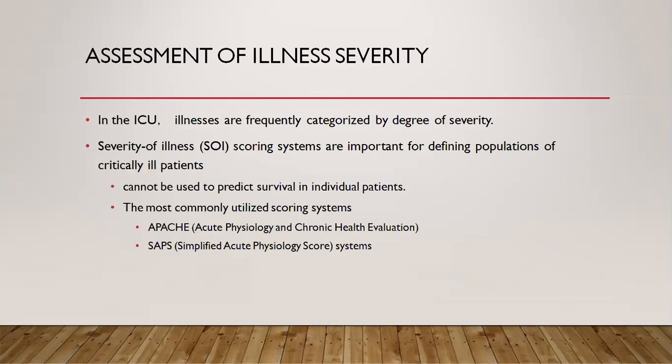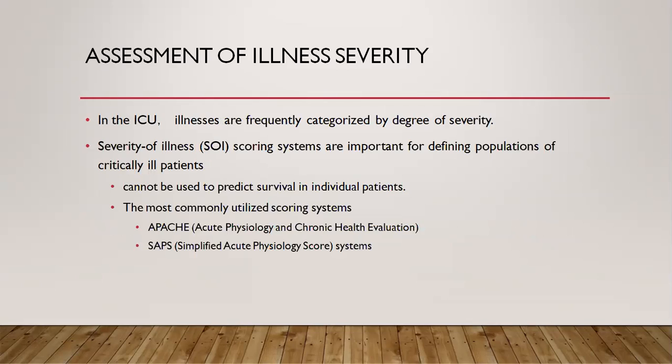Now, how do we assess the severity of the illness? In the ICU, illnesses are frequently categorized by degree of severity. Okay, so we use scoring systems. Severity of illness scoring systems are important for defining populations of critically ill patients, but cannot be used as a survival predictor in individual patients.